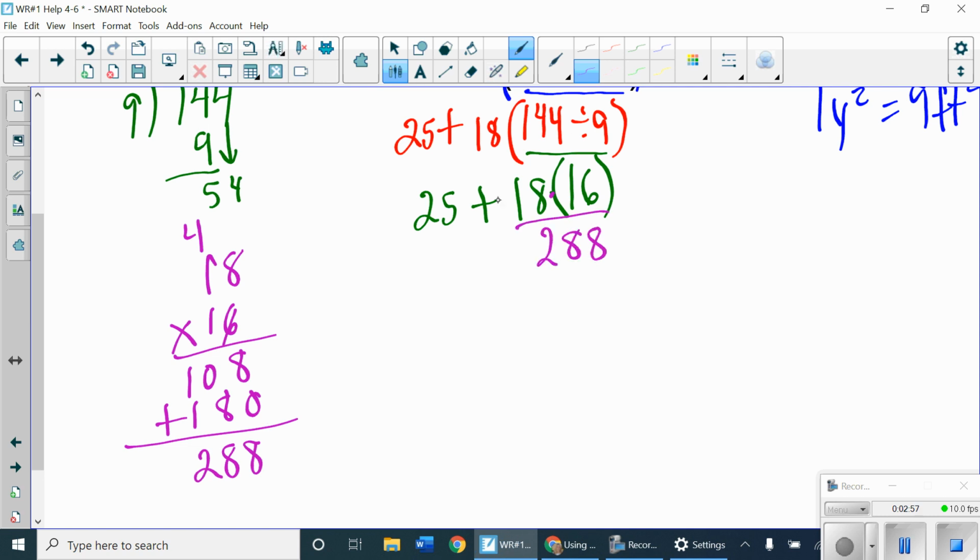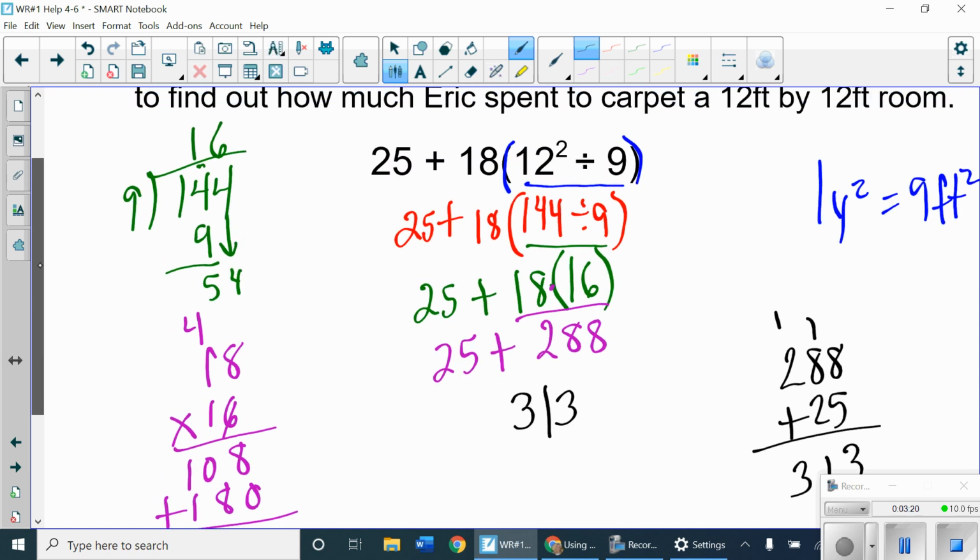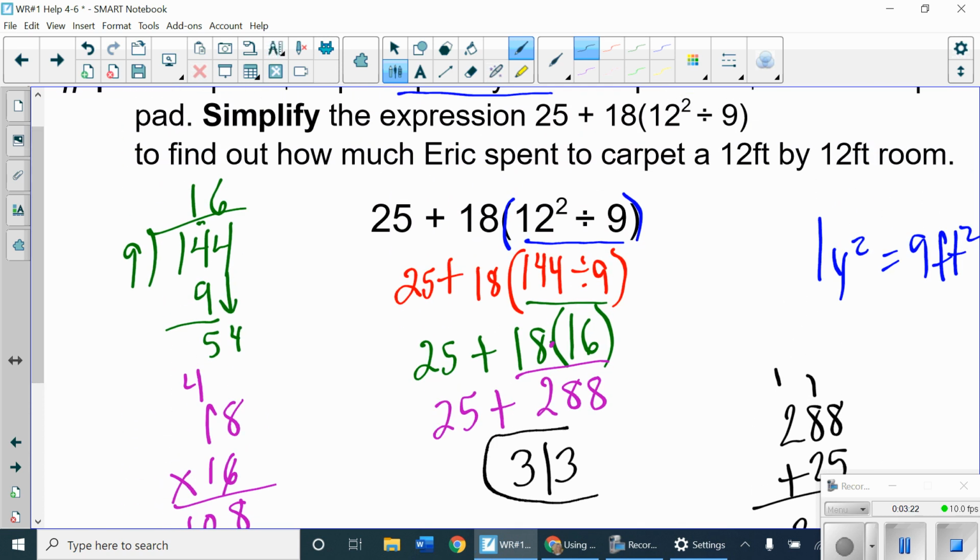We're going to drop down that plus sign and a 25. All right, our last step is to add these two together. So I'm going to show my work off to the side. That's a 13, 10, 11. 2 plus 1 is 3. So our final answer is 313. So Eric is going to spend $313 on carpet and the carpet pad. In Canvas, you do not need to put in the dollar sign. You can just put in the number.